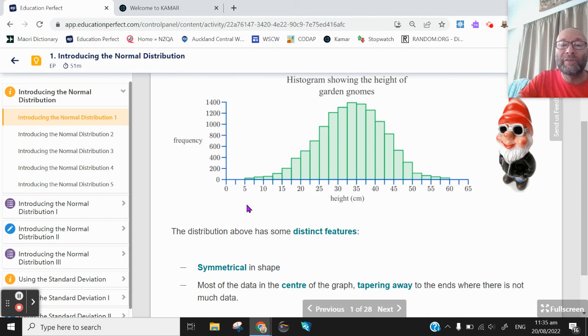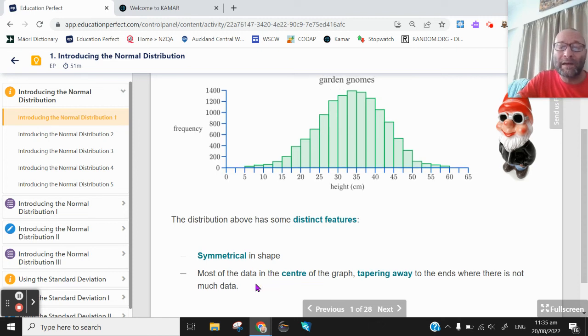If we have something that is a normal distribution, it's going to be symmetrical. In other words, there's going to be a middle, and the left side looks pretty much just like the right side. We're going to also notice that most of the data is in the center of the graph, and it tapers away as you go off to the right on the far side and off to the left.